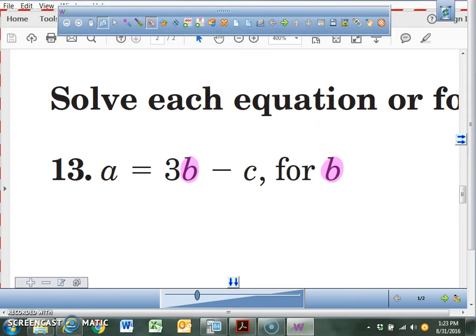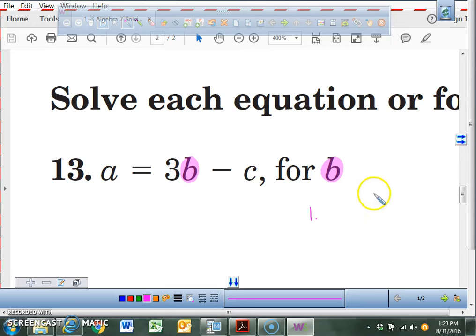So, in order to solve for B, the first thing I'd like you to do is write down the word isolate, the B variable, in quotation marks. We're not going to write a complete sentence today, don't tell your English teachers. But I want you to understand we still need to isolate the B variable. It says isolate the B variable.